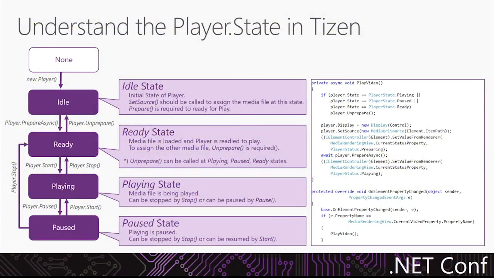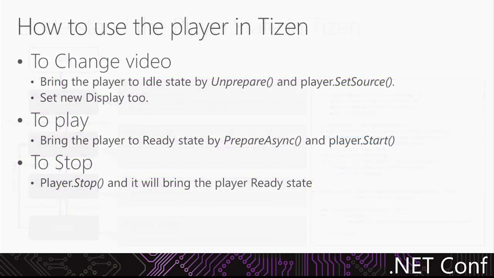Idle means the player is initialized and it is ready to assign the media source. Then when we set the source and call prepare async, the ready state means the player is ready to play. After that, we can play, pause, and stop. What it means is that if you want the player to play a new video, you need to bring the player to the idle state. To do that, you need to call unprepare, and after that, set the source. And also don't forget to set a new display for the player.